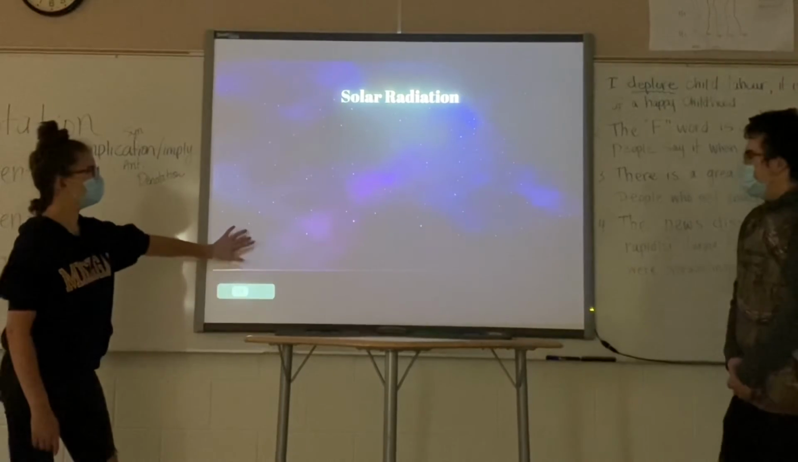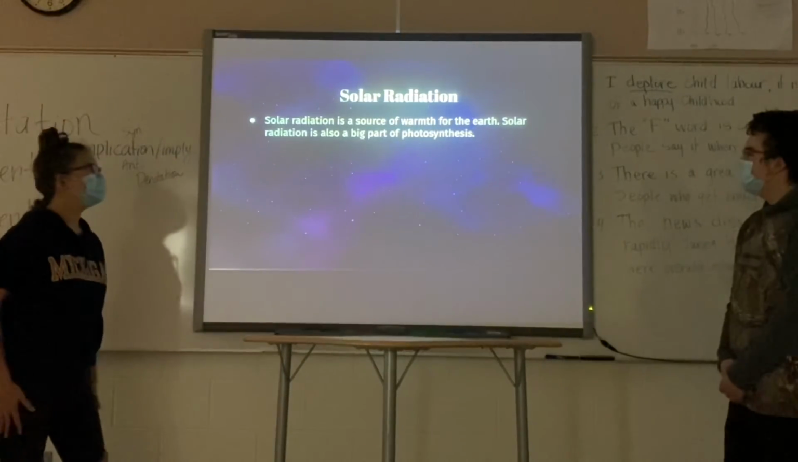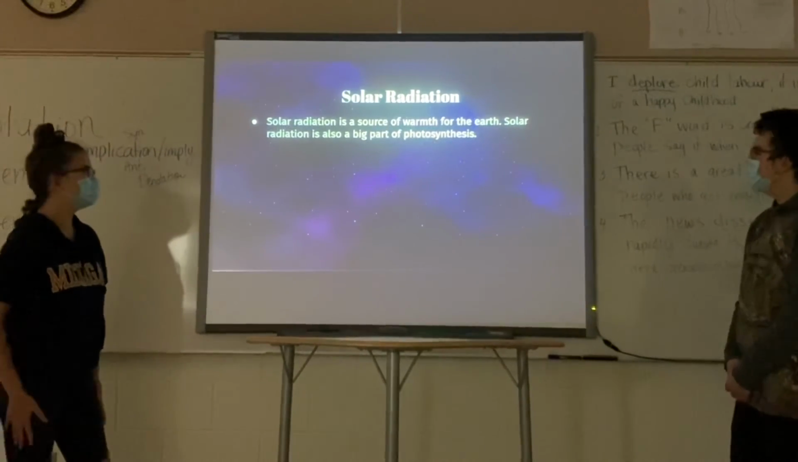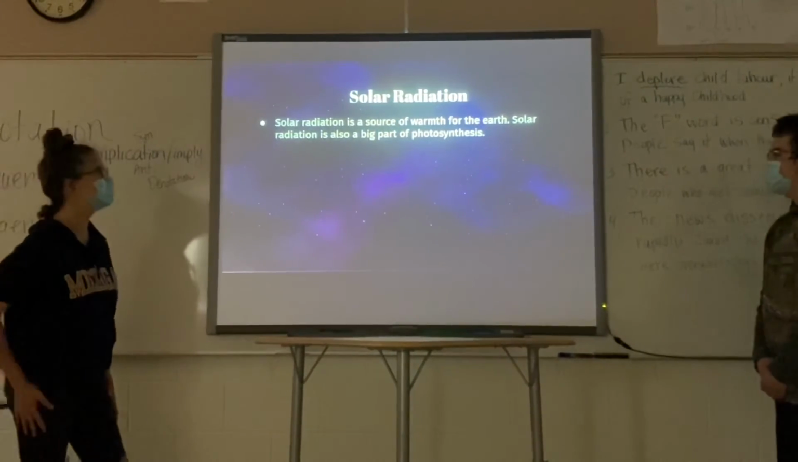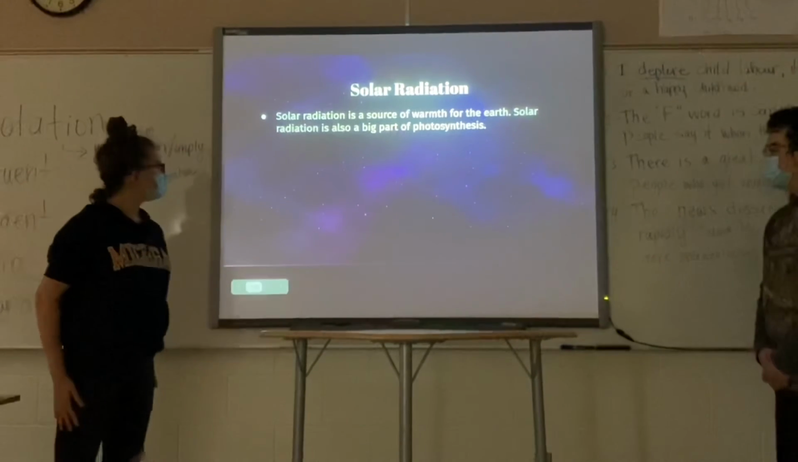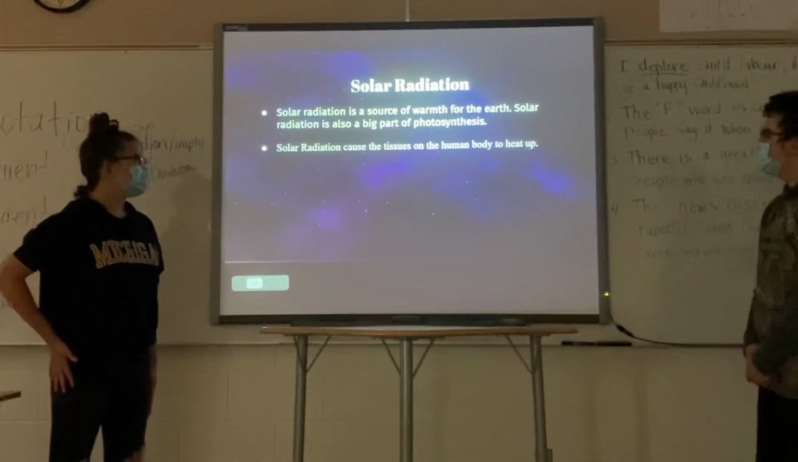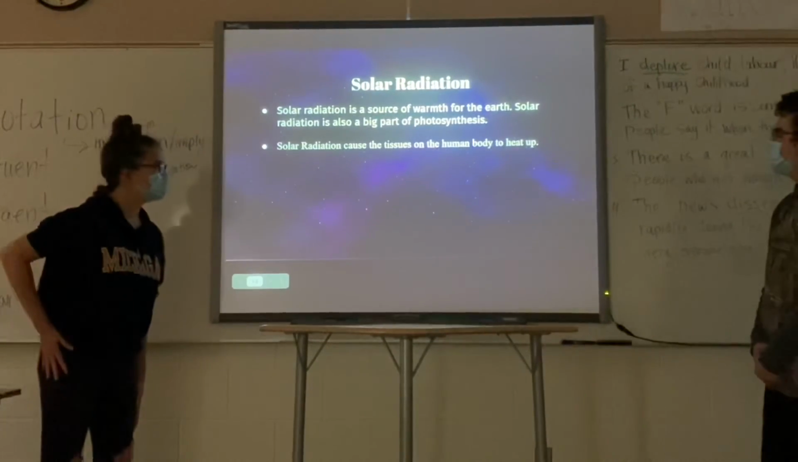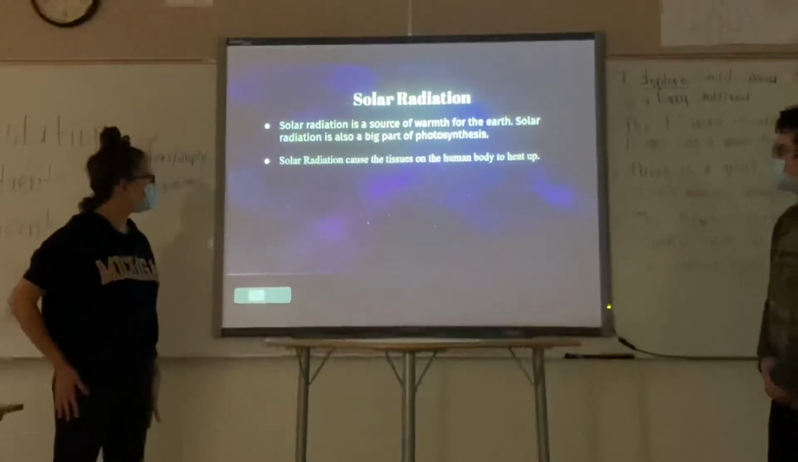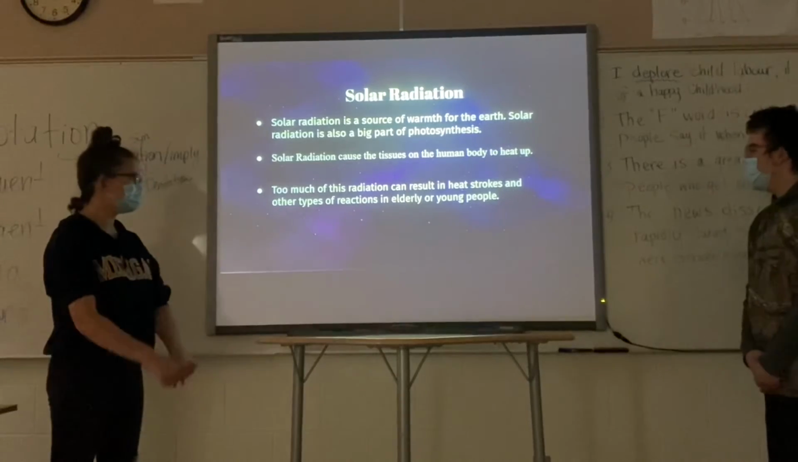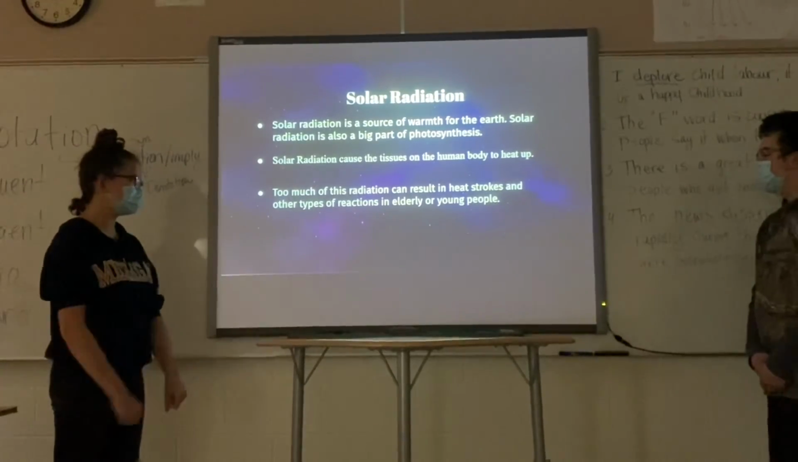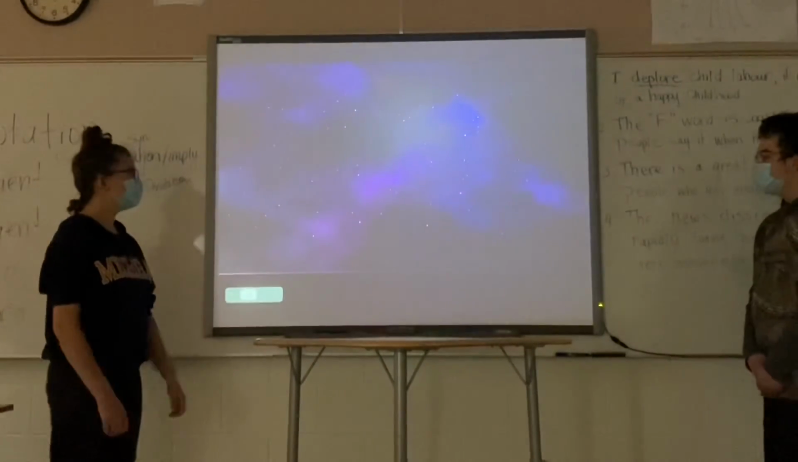Solar radiation. Solar radiation is a source of warmth for the Earth. Solar radiation is also a big part of photosynthesis. Solar radiation causes the tissue on the human body to heat up. Too much of this radiation can result in heat strokes and other types of reactions to elderly or young people.